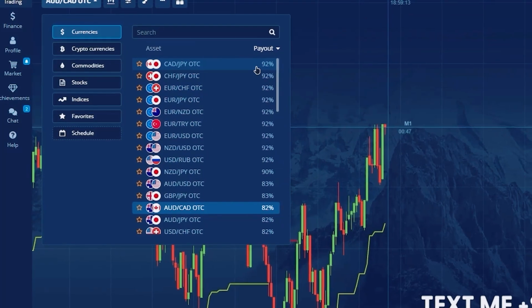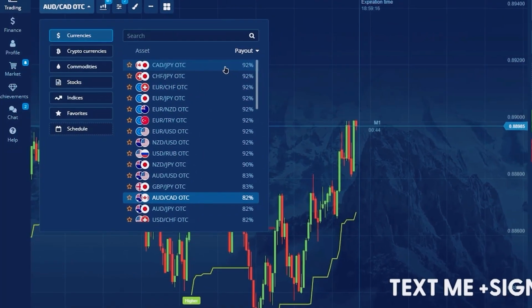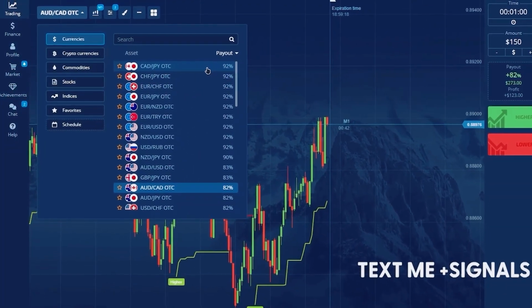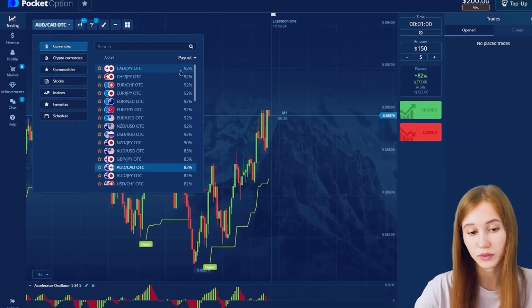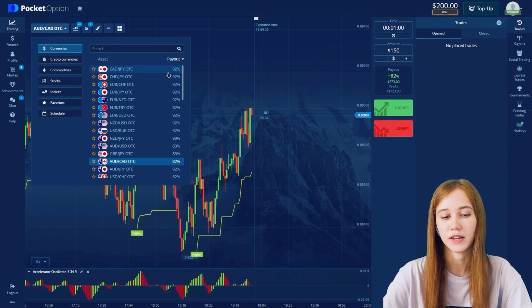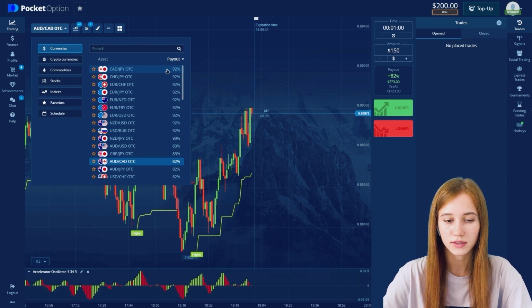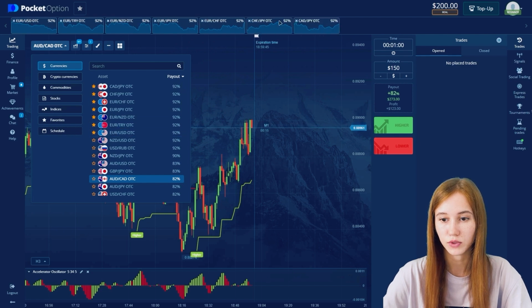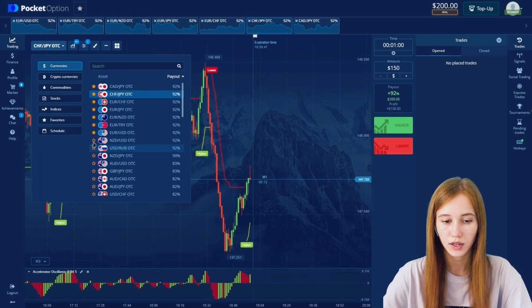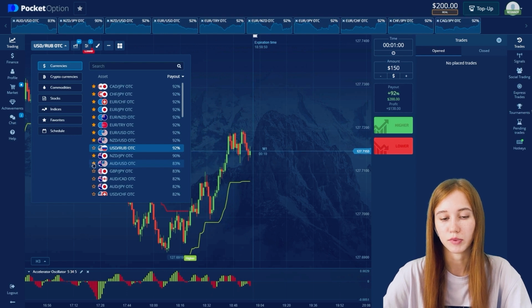So our currency pairs, we see the percentage of currency pairs on the right. They indicate the amounts of payment. So if we open a deal for $100 at 92%, and the deal goes through, then we'll have $192. So we open a deal for $100, profit $92. I advise you to open above 70%.